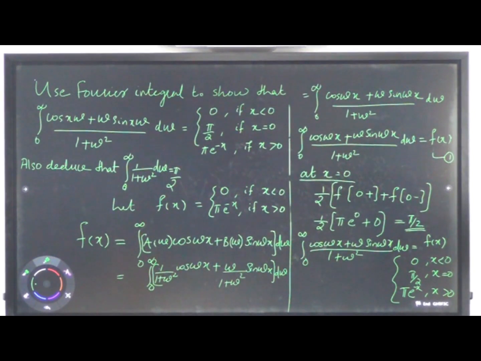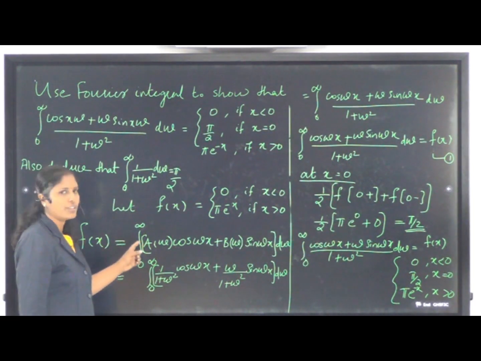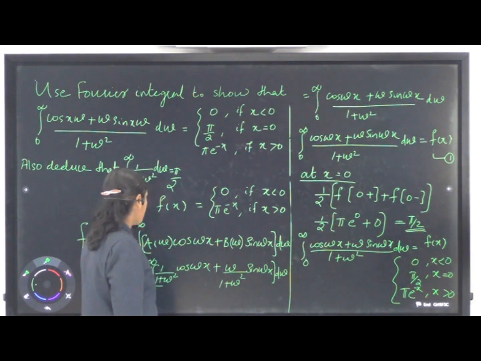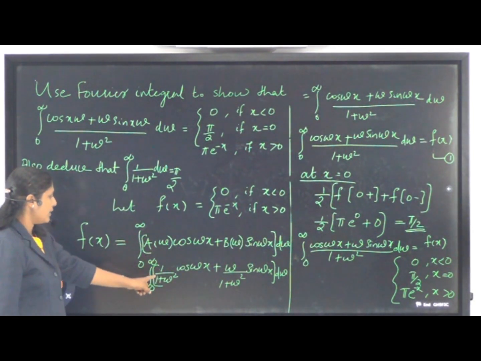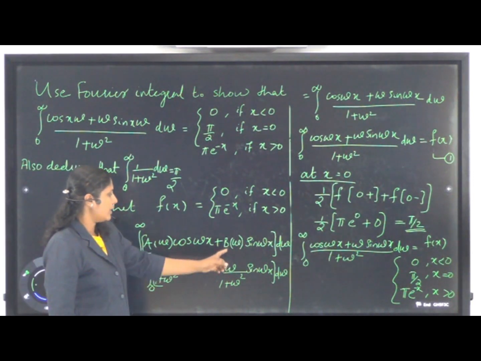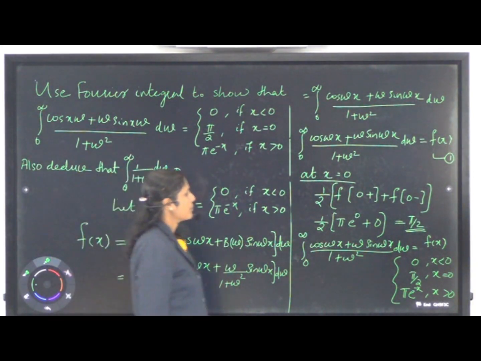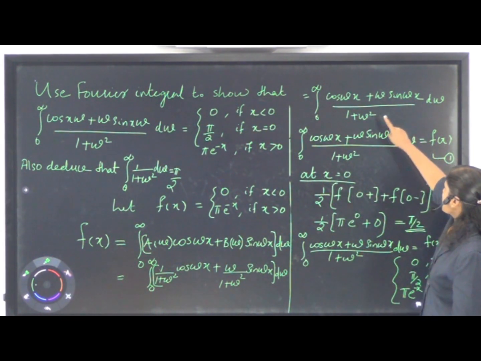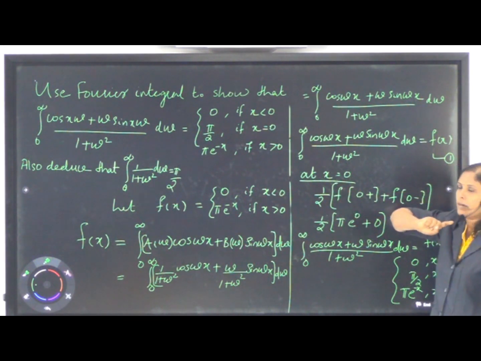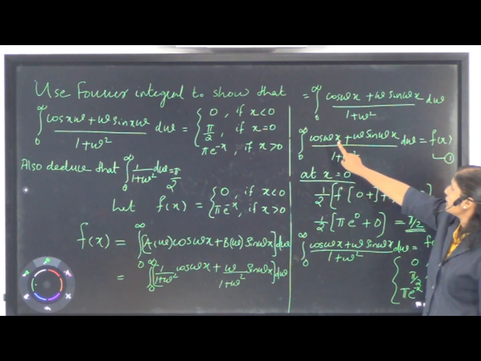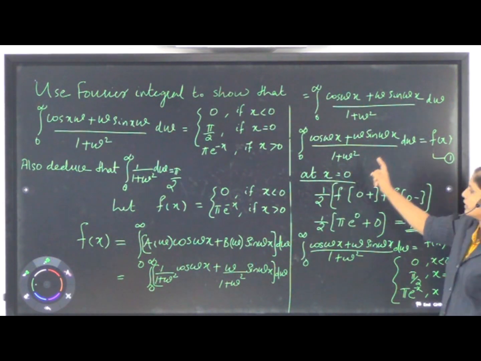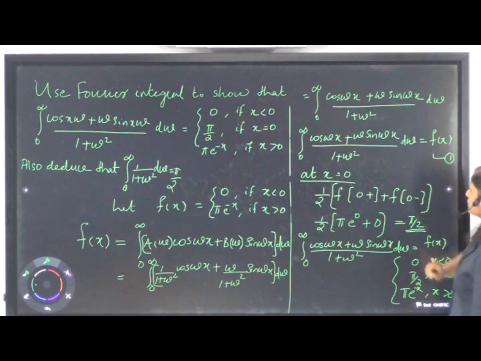Then we write the Fourier integral of f of x, that is f of x equal to integral 0 to infinity a of omega cos omega x plus b of omega sin omega x d omega. We substitute a of omega, that is 1 by 1 plus omega square, and b of omega is omega by 1 plus omega square. That becomes integral 0 to infinity cos omega x plus omega sin omega x by 1 plus omega square d omega. So what we get is integral 0 to infinity cos omega x plus omega sin omega x by 1 plus omega square d omega equal to the function f of x.